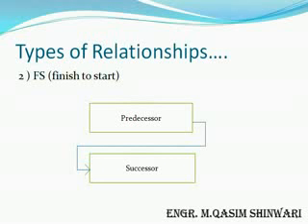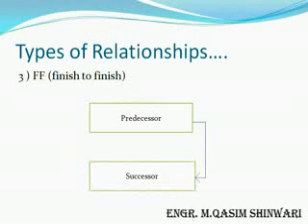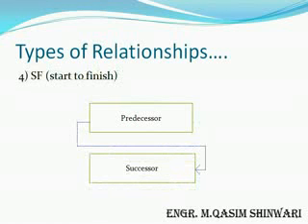Second relationship is finish to start, that is, when the predecessor ends, then the successor will start. It is denoted by FS. Third is finish to finish. It means that both predecessor and successor will end simultaneously. And last is start to finish, which means that when the predecessor starts, the successor will end. So now let's make these relationships and let's modify them.